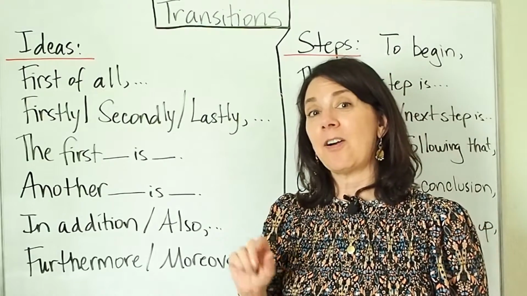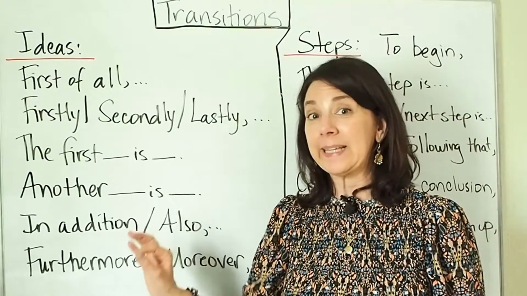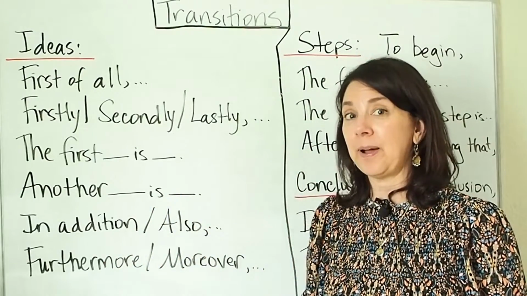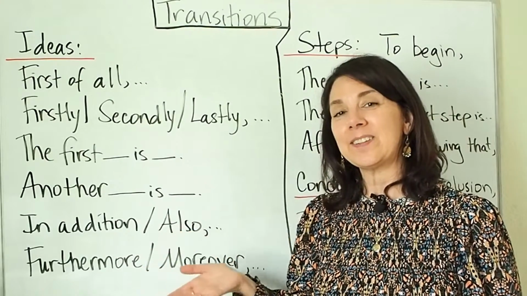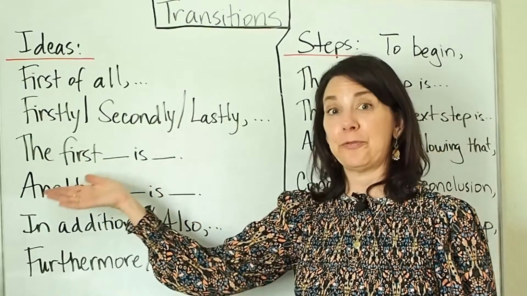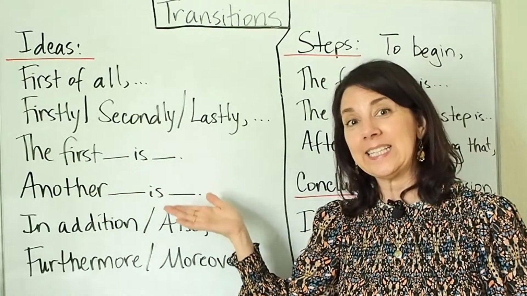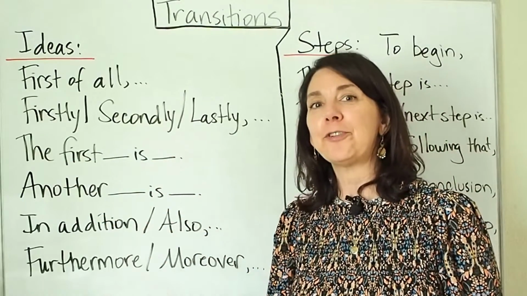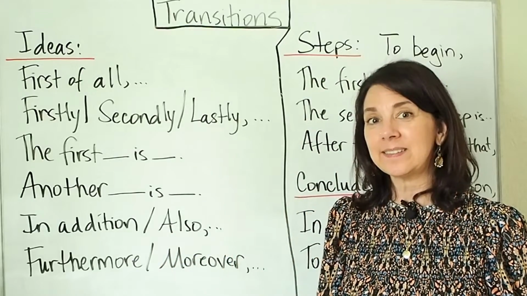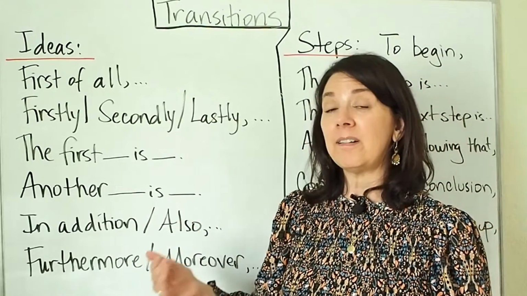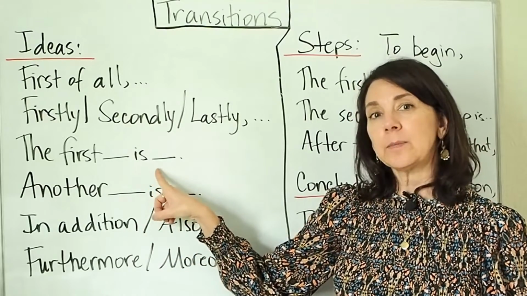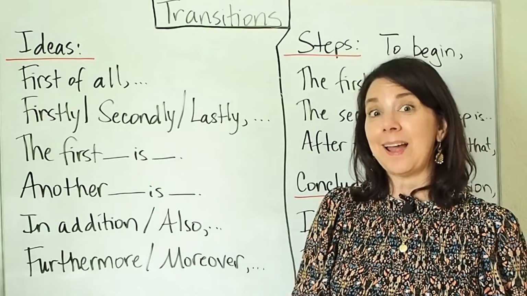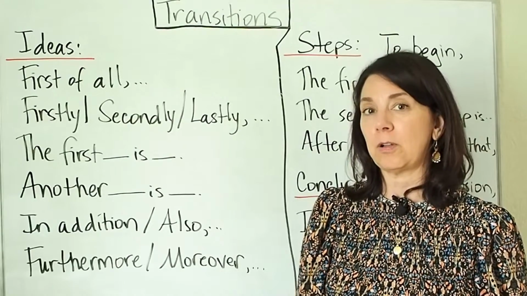That means that they are the type of transition that goes at the beginning of a sentence followed by a comma. Another way that you can show these ideas is to use the first and then is. For example, the first reason is, another reason is. Now, what comes after is, it could be a noun or it could be a clause.